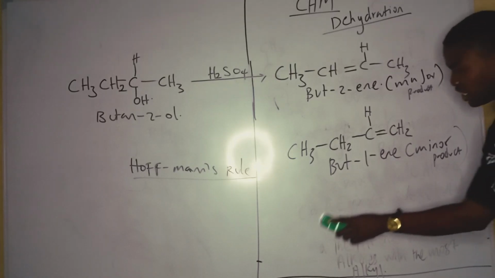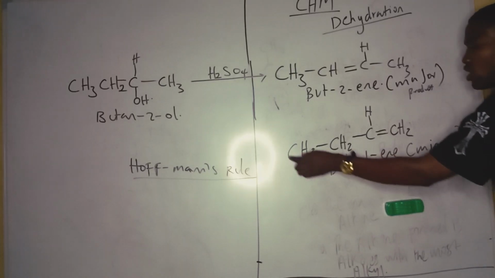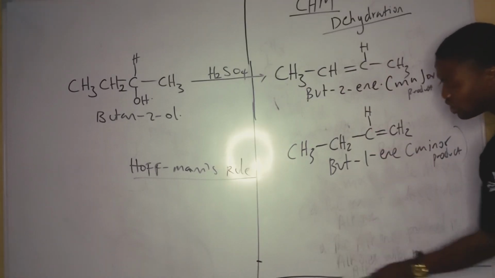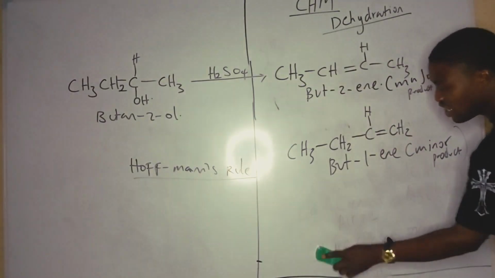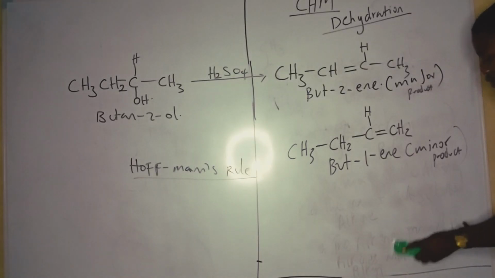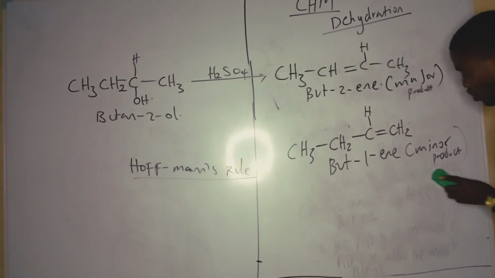this but-1-ene is the least substituted. When I mean least substituted, that's one alkyl group. Here, that's two alkyl groups. So the least substituted alkene is going to be the major product. So that's for Hofmann's rule and Zaitsev rule. This is how we use them.